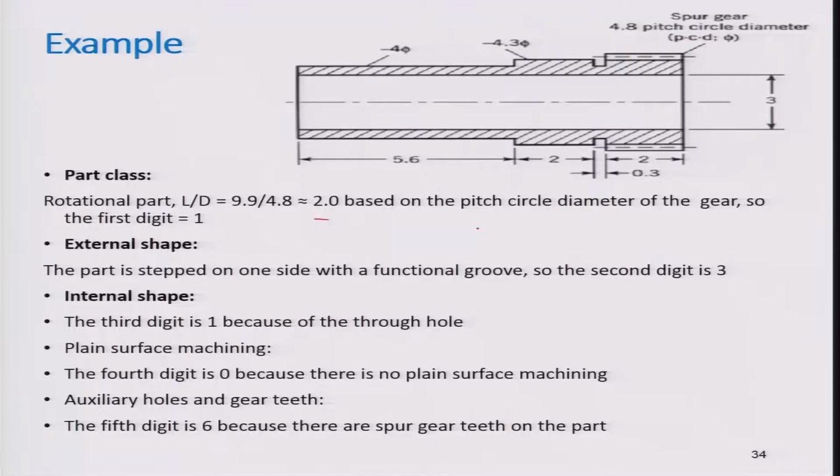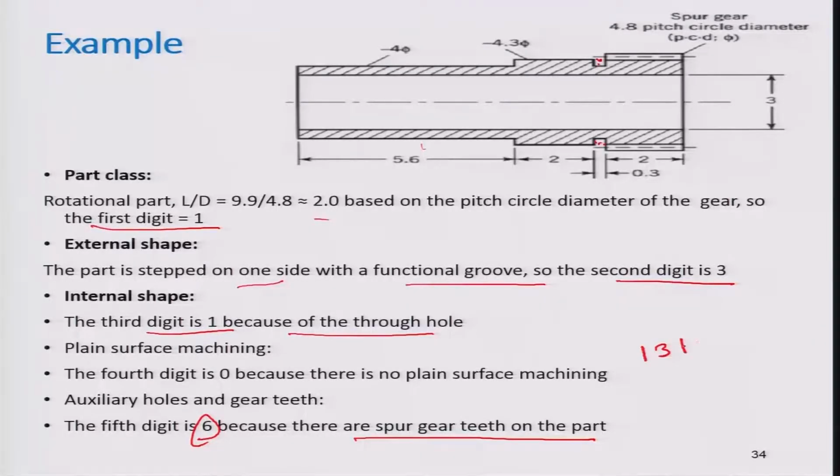L by D for this is based on the pitch circle diameter of the gear. So the first digit is 1. Again, for external shape, there are steps on one side with a functional group, so the second digit is 3. Internal shape, the third digit is 1 because of the through hole. Plane surface machining, the fourth digit is 0 because there is no plane surface machining. There is no machining on the outer side, no auxiliary holes, and gear teeth. The fifth digit is 6 because there are spur gear teeth on the part. Here you can see that the teeth are available, so you have to assign it 6. So the final code will be 13106 for this system.